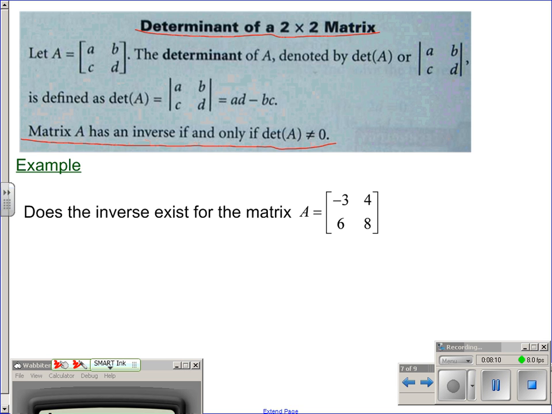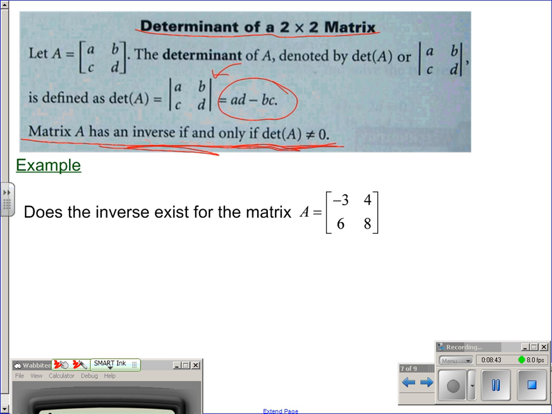And so this first underline down here: matrix A has an inverse if and only if the determinant of matrix A does not equal 0. Meaning if the determinant equals anything else but 0, the inverse exists. Okay, here's how you find the determinant. It is AD minus BC. When you have a 2x2 matrix, you just label those entries A, B, C, and D. AD minus BC is the determinant.